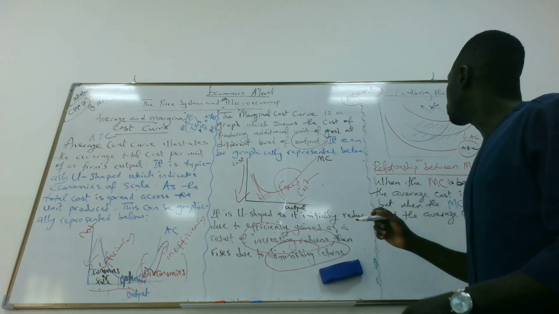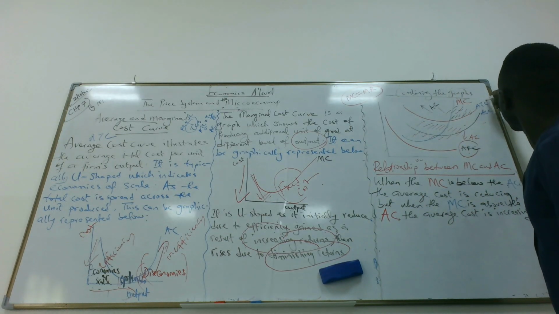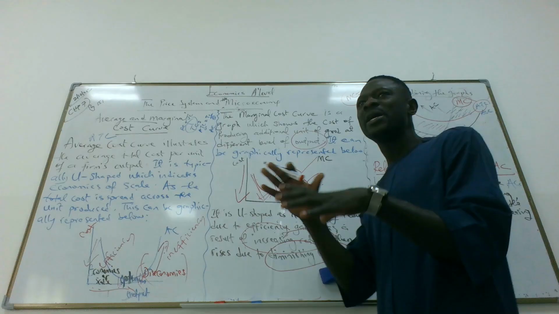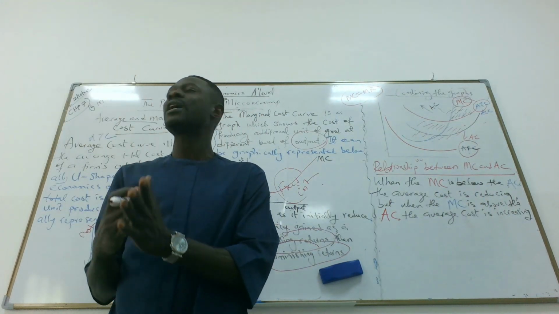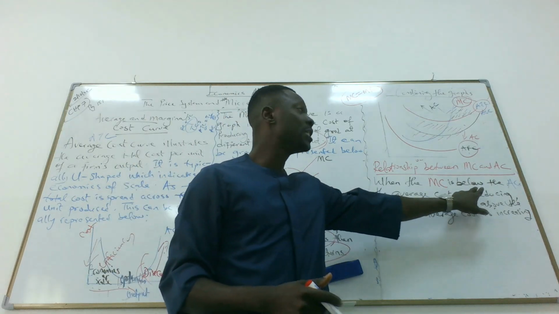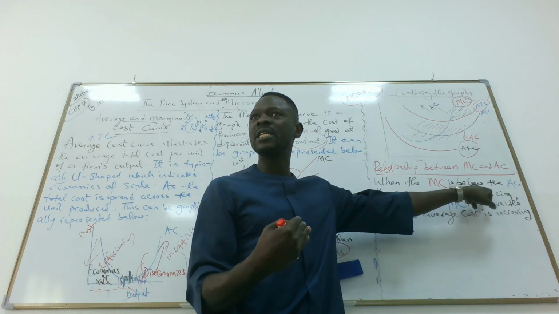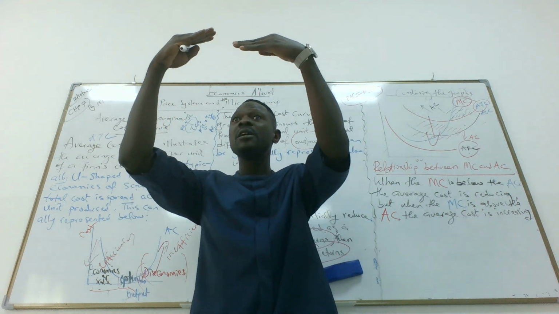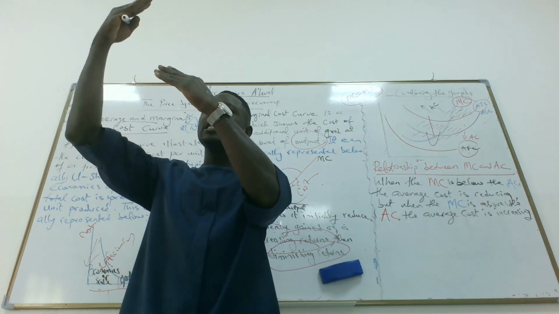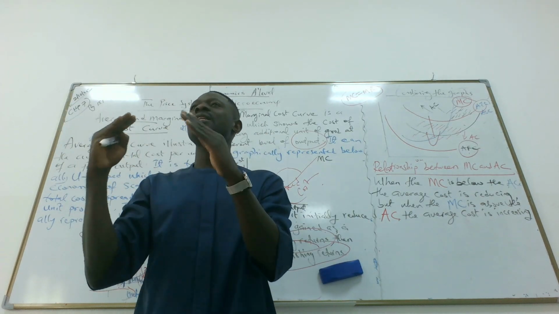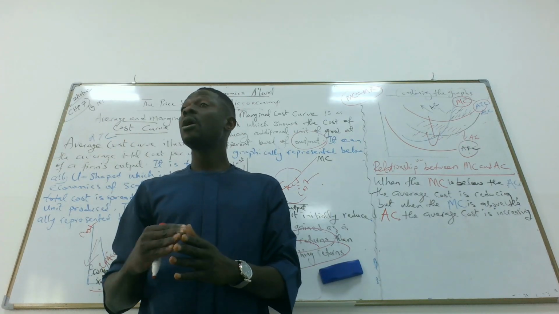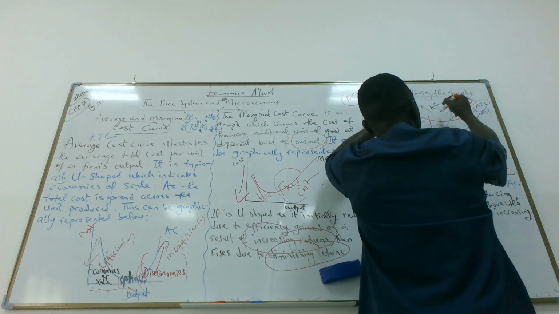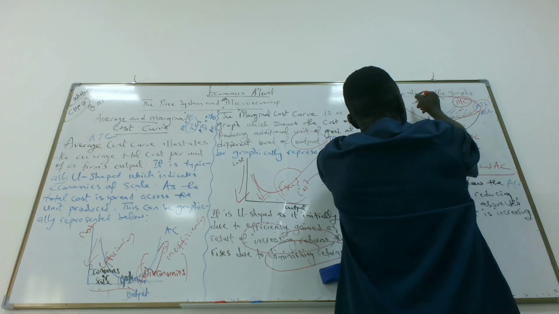So what is the relationship between AC and MC? The relationship between MC and AC is based on how our average cost changes over time. If your MC is below the AC, it simply means that the average cost is what? Reducing. So any point where your MC is below the average cost, it simply means that the average cost of production is reducing. On the other hand, if the marginal cost is above, any point here means your AC is what? Increasing.